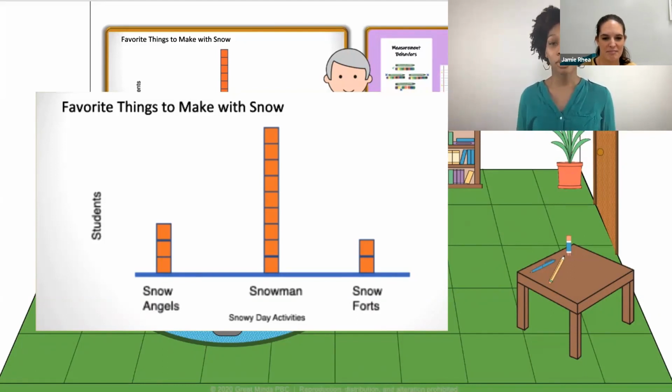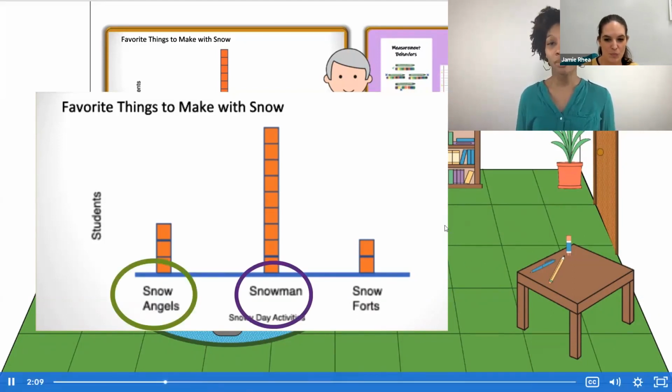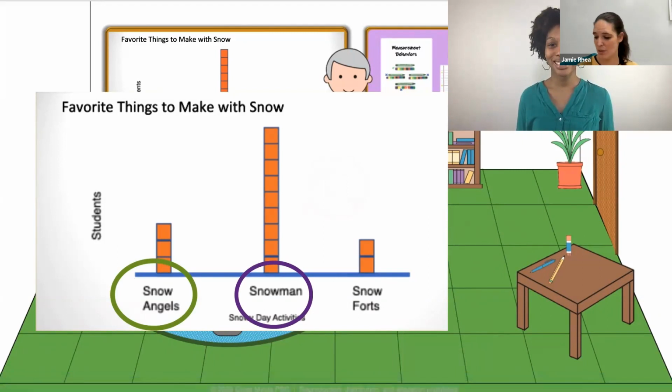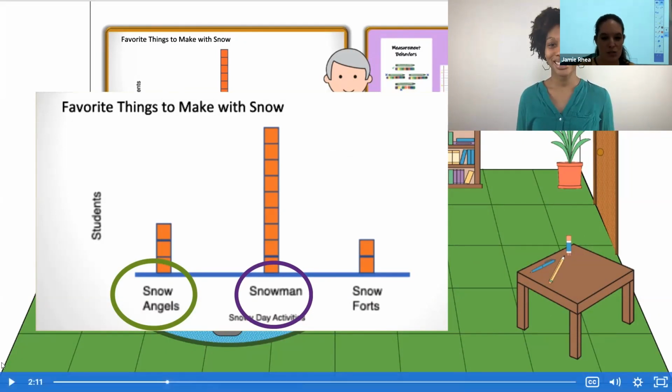How many more people would rather make a snowman than a snow angel? Go ahead and press pause and use your personal whiteboard to figure this out. Okay, so let's see how many more people like snowman than snow angels. Now, what's the first thing we need to do to solve that? We need to know how many of each one, right? All right, I'm going to turn my screen back on. Let's count how many had snow angels.